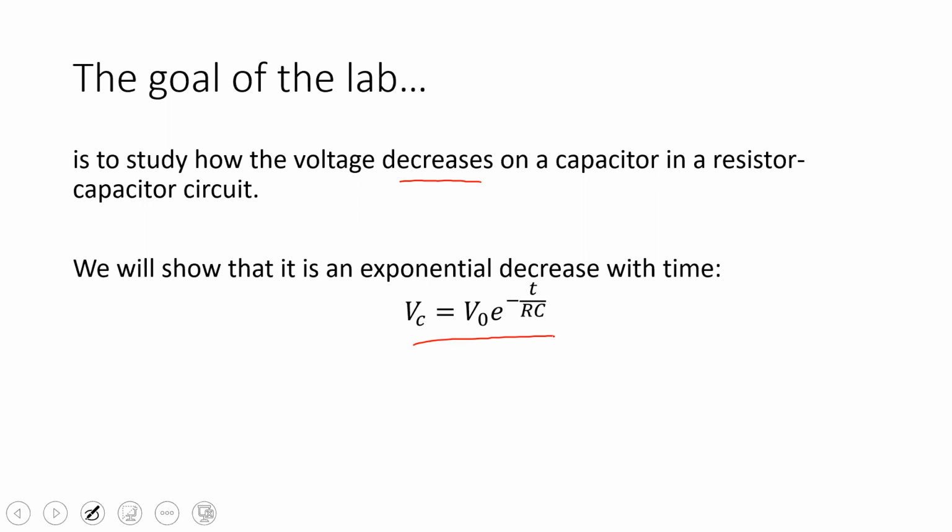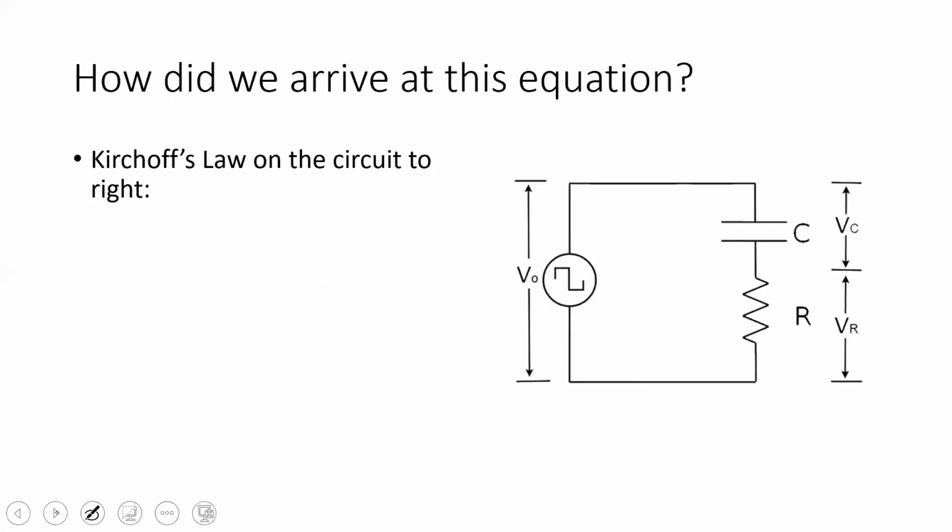V0 is that max voltage that our capacitor was charged up to. R is the value of our resistor, C is the value of our capacitor, and time is just the time it's been since we've been at that maximum voltage. So we're talking about the discharge of our capacitor here with this. So you're going to look for keywords like decrease or discharging the capacitor when you use this equation. Okay, so how do we arrive at this equation?